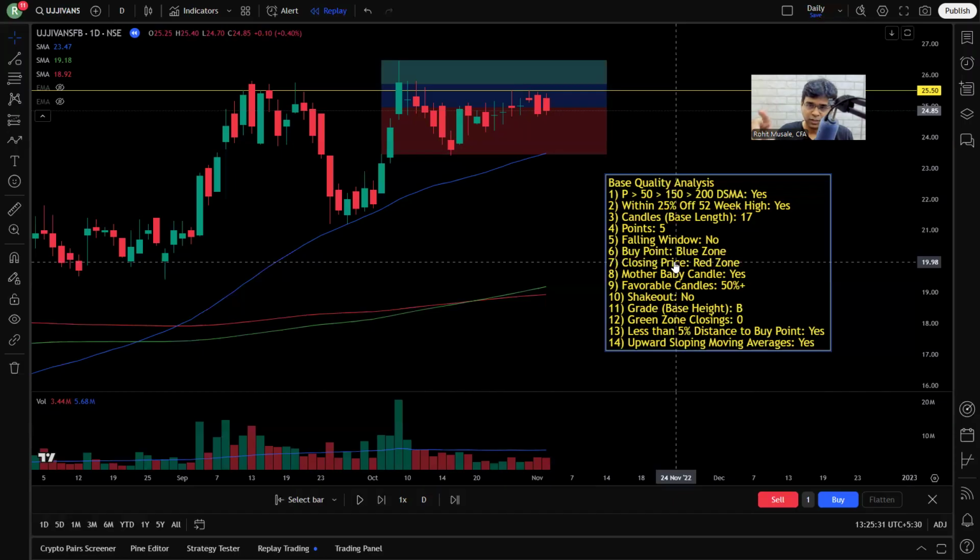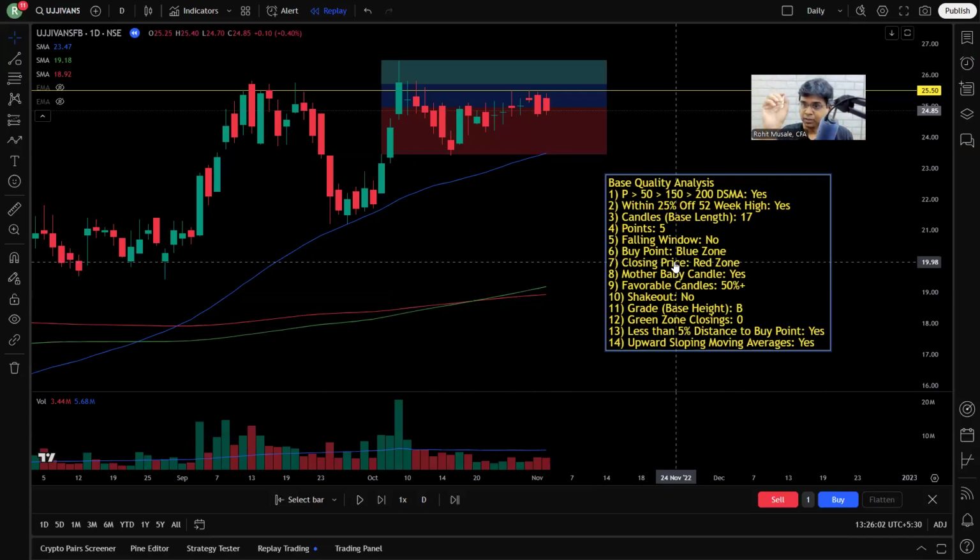So out of 14, 4 are not in our favor. 10 are in our favor. So it looks okay. I mean, it looks like a decent base, tight base, tight on the right side. So not all the conditions will be in our favor, although we would want it to be, right? But not all bases will satisfy all the criteria. So we want to see how many of them come close to our criteria.